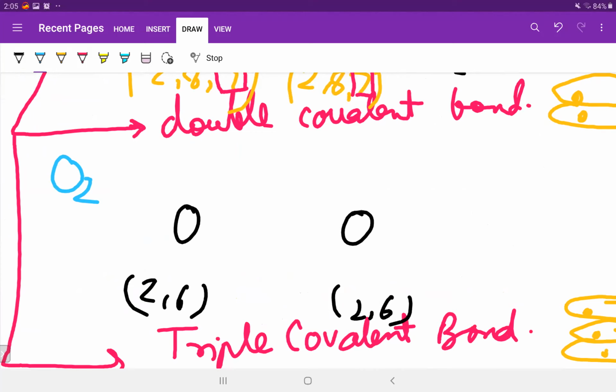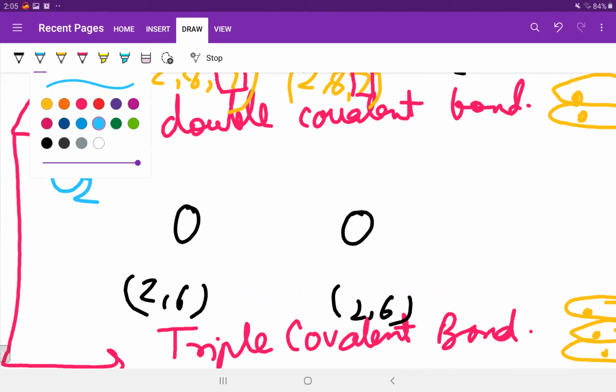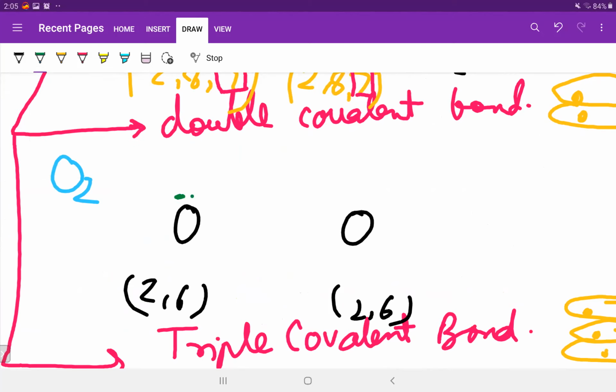Let's make it, guys. So 1 2 3 4 5 6. Is it clear? Let us just make it more nicely. And 1 2 3 4, 1 2 3 4 5 6, 5 6. Okay, 6 electrons we have made, and these two will share with each other.